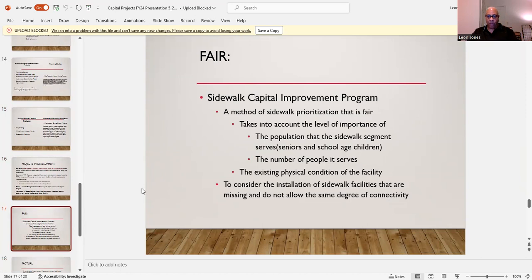Then we deal with FAIR, your sidewalk improvement or capital improvement program, which is a method of sidewalk prioritization that is fair. It takes into account the level of importance of the population that the sidewalk segments serve, be it seniors and school-aged children, the number of people it serves, the existing physical condition of the facility, and to consider the installation of sidewalk facilities that are missing and do not allow the same degree of connectivity.